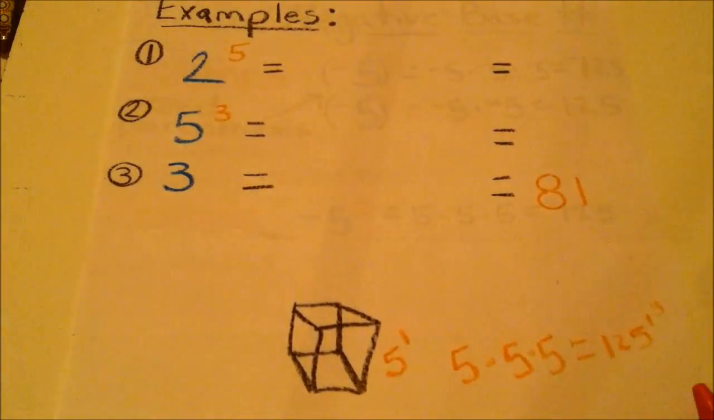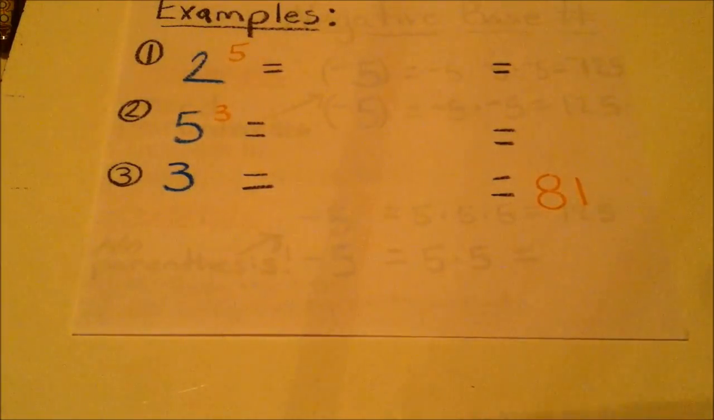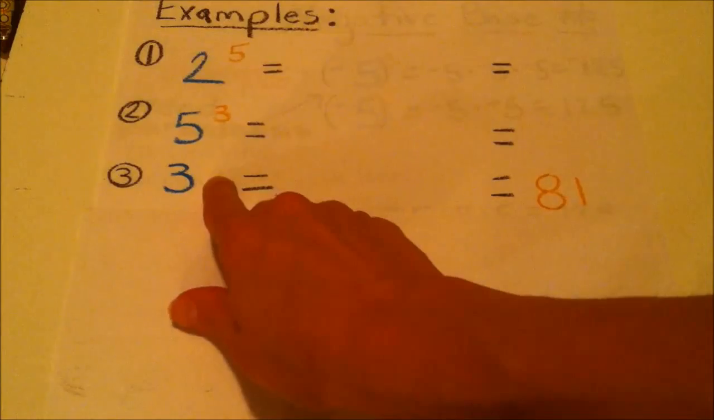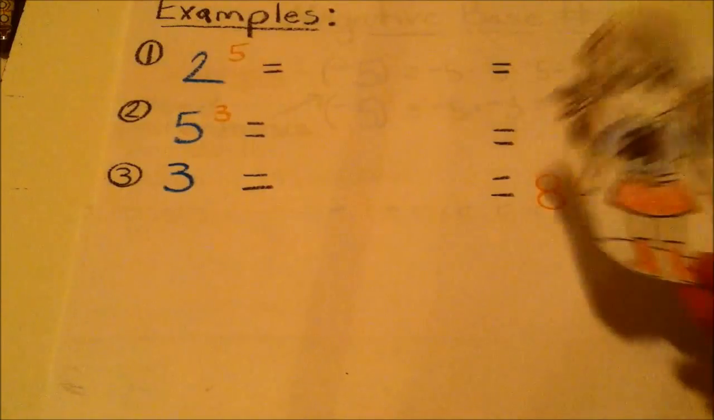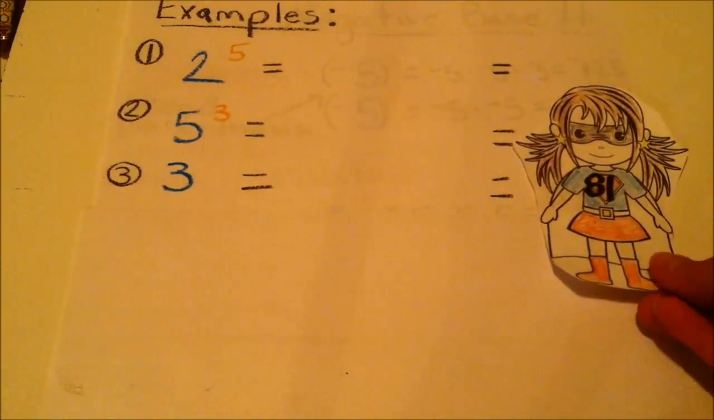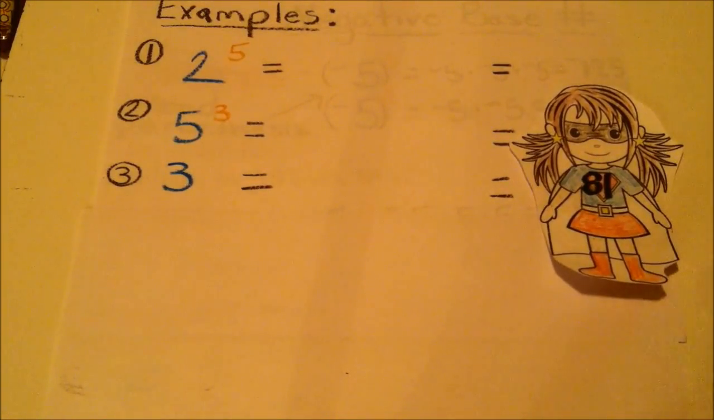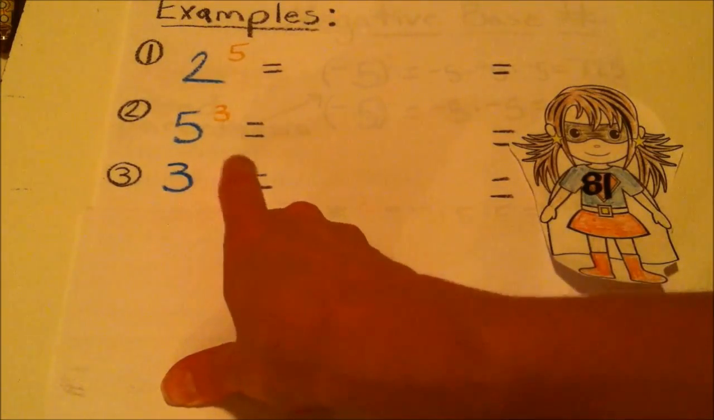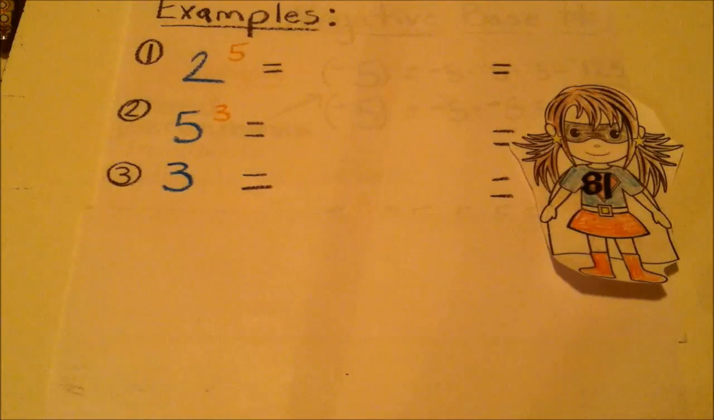All right, next we have 3, and we don't have the exponent. It's missing, so we've got to figure out what the exponent's going to be. But we were told what the power is, what the product is going to be when we multiply the 3. So our superhero in this case has the power of 81. So 3 multiplied by itself how many times will give us 81?